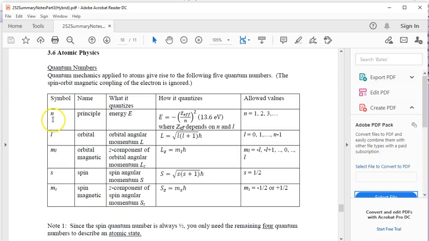You have little n, which is called the principal quantum number. Now, what does it quantize? And you should know what these quantum numbers quantize. It quantizes the energy of a particular state. And how does it do that? Well, the form should look very familiar. It's E equals minus what I'm calling Z effective over n squared times 13.6 eV. Now, if this is just the hydrogen atom, Z effective is 1.